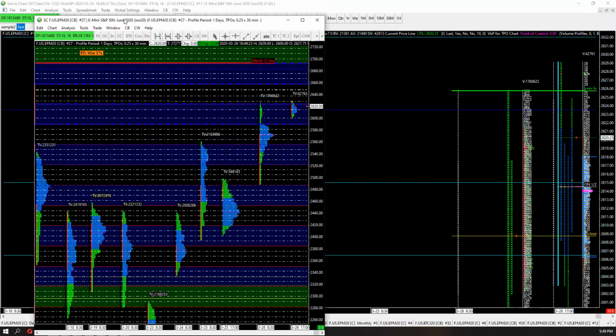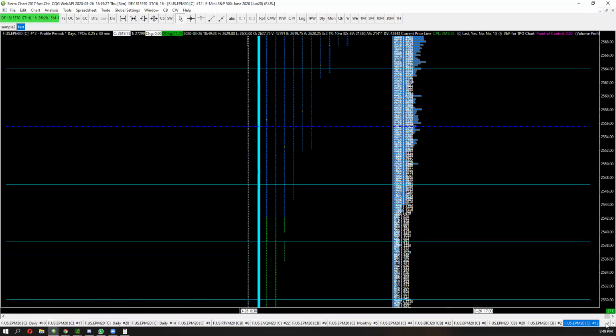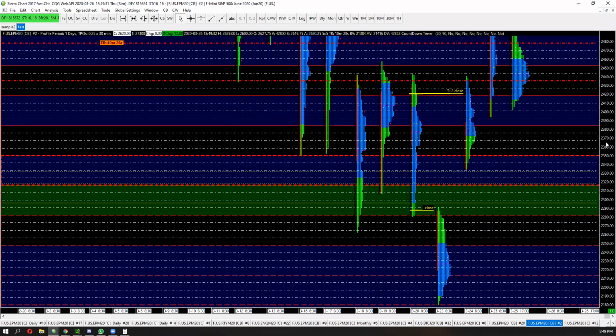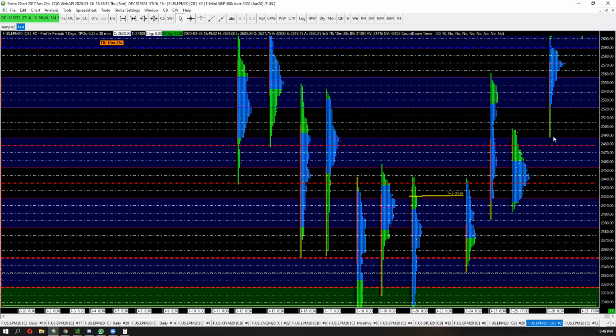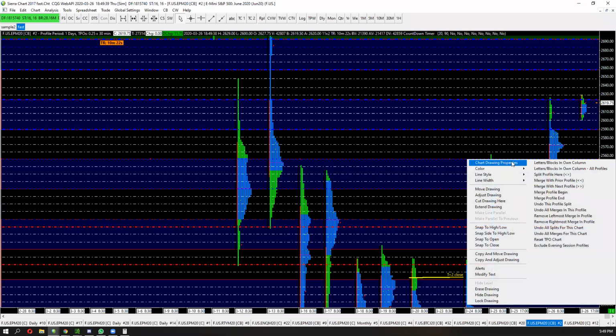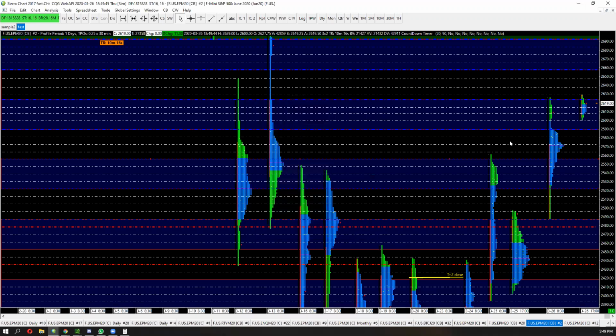Hang on, that's not a really good chart. Let me find the other one here. Stay with me, folks. Let's see. Let's see here. Where is it? Why is that? I got the wrong box. Hang on.